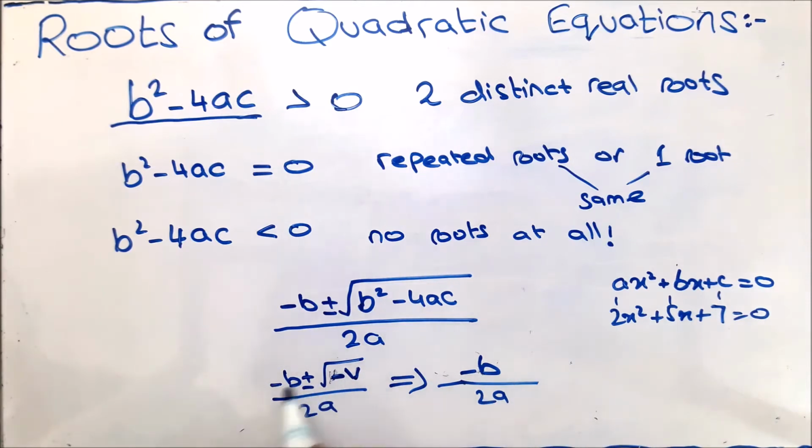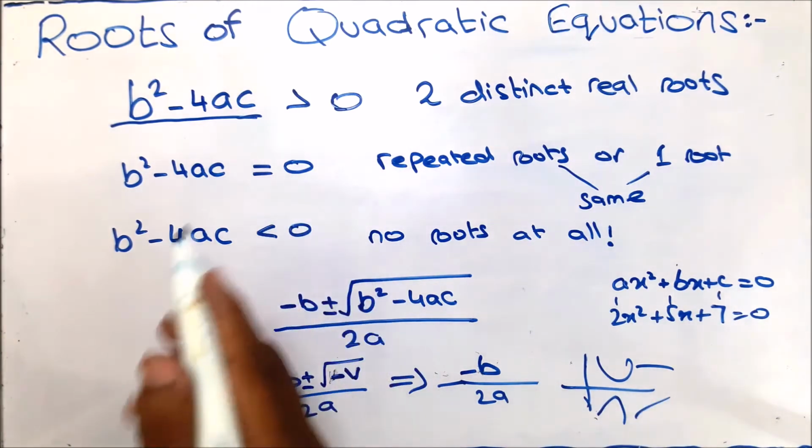But for now, you can just know that whenever we have a negative under root, we have a graph which does not cross the x-axis. It's either of these graphs, this or this. It does not cross this x-axis.